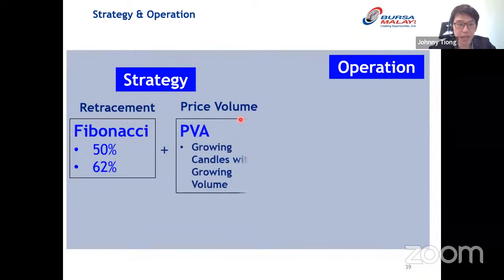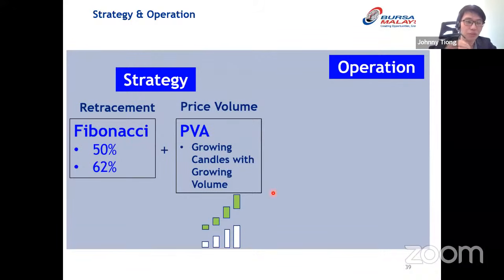Okay, when it falls to 50 or 62%, then we can be aware, we can be alert. Together with the price volume analysis we learned just now, if the candles are growing together with the growing volume, this is what we want. Our strategy is when the stock retraces to 50 or 62%, and the volume starts to pick up, showing good momentum. Then how can we operate? Let's say we already aimed at some stock that falls to 50%. The volumes are going up, everything looks good, then we buy, we have the first bullet.